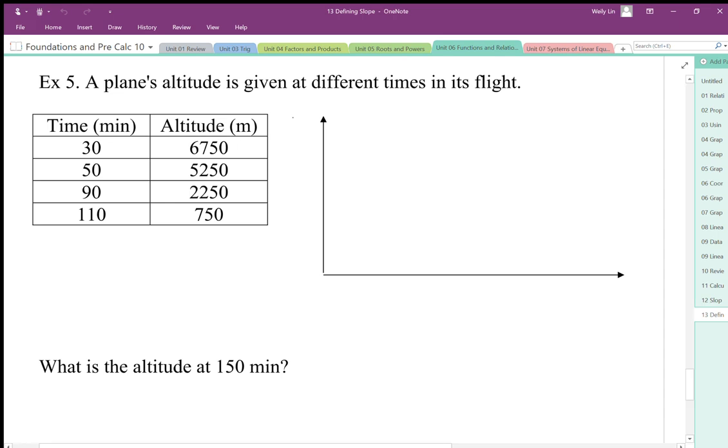We're going to graph our altitude in meters on the y, and time in minutes along the x. Let me move this over a little bit just to make it easier to show my scaling. For the altitude I'm going to make about 7,000 right here, and for minutes let's make that about 100.